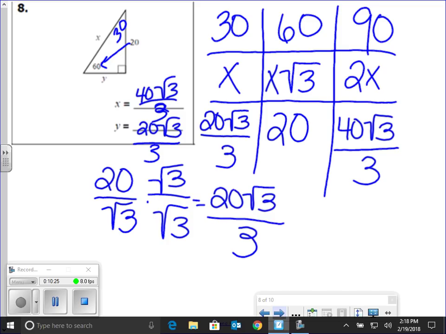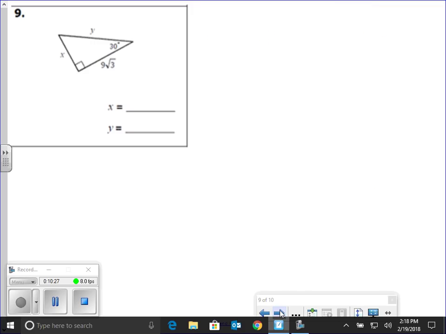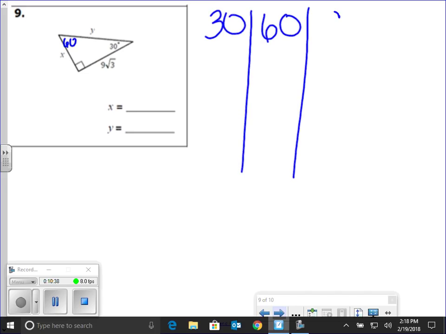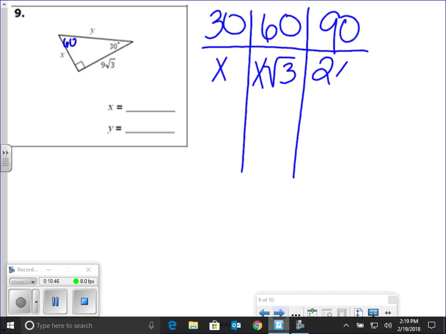And the last one for practice, number 9. Again, we have a 30, 60, 90 triangle. So let's set up our tic-tac-toe, 30, 60, 90, so we can keep our information nice and neat. And we know the rule is x, x times the square root of 3, and then 2 times x. So let's go back to our picture.